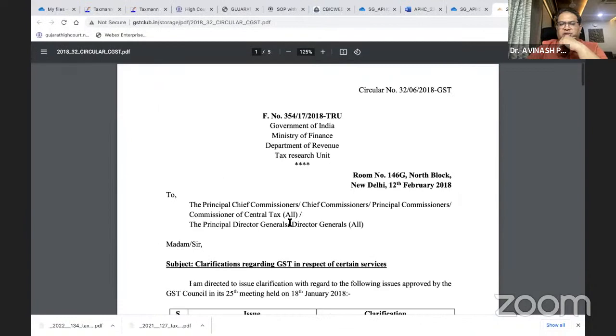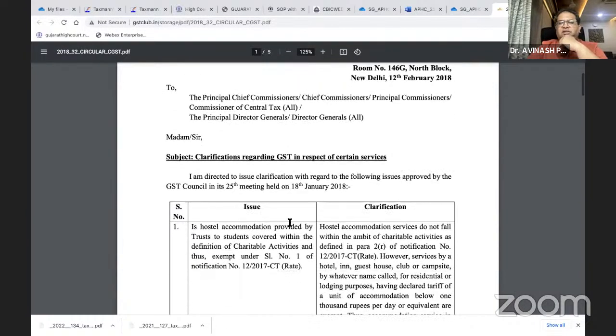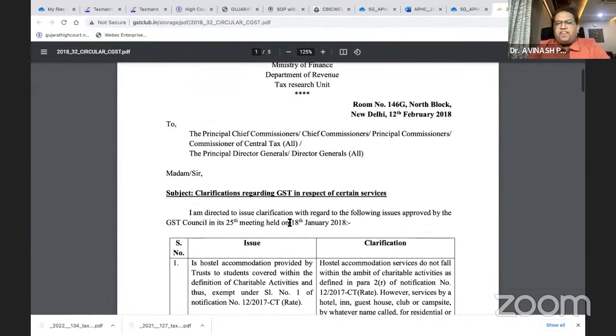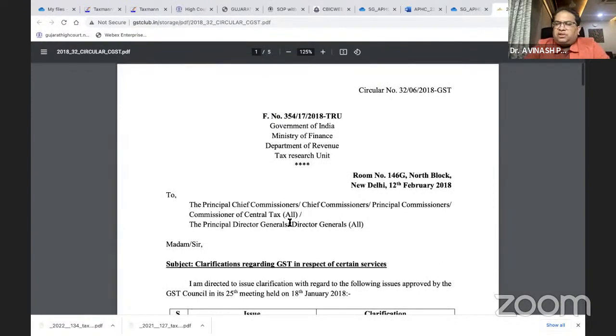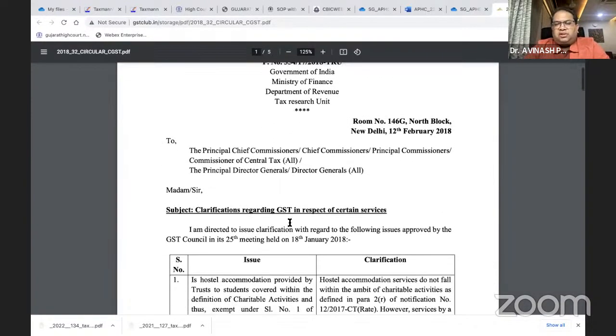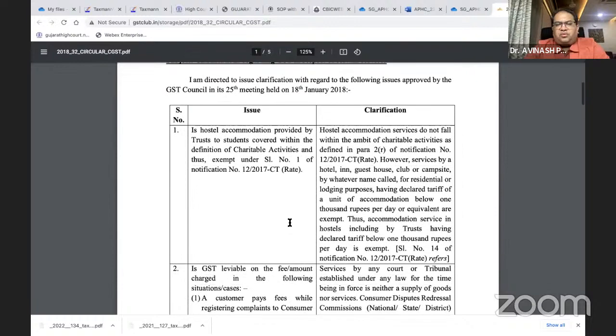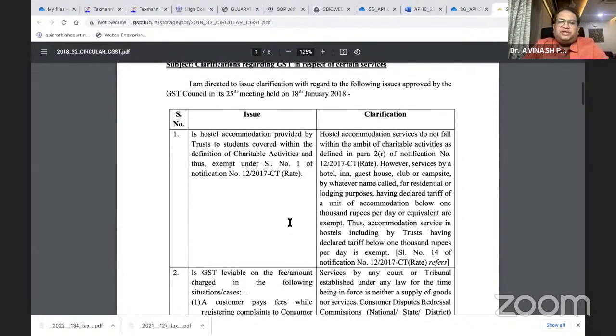There on the screen, it says clarification regarding GST in respect of certain services. It is circular 32 of 2018, dated 12th February 2018. 1. Is hostel accommodation provided by a trust to students covered within the definition of charitable activities and thus exempt under serial number 1 of notification 12/2017? Hostel accommodation by a trust to students, whether charitable.